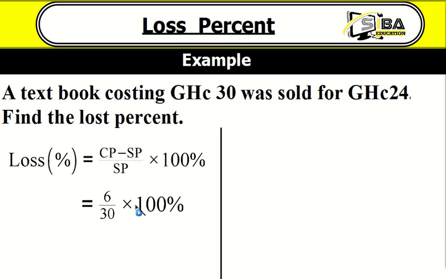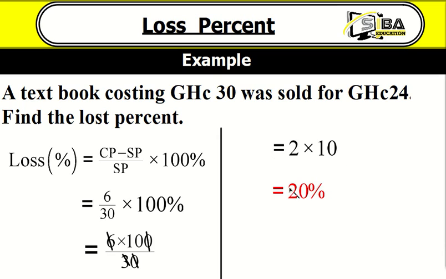So by cancellation, these are 30. The 0 here can eliminate this 0. And remember, our 3 can also cancel out 6 into 2, right? And therefore, by that, it's going to be 2 times 10. 2 times 10 is 20. So here, the loss made on the textbook is 20%.